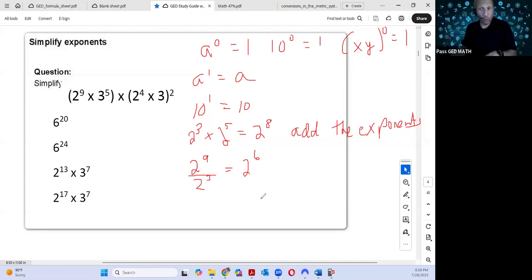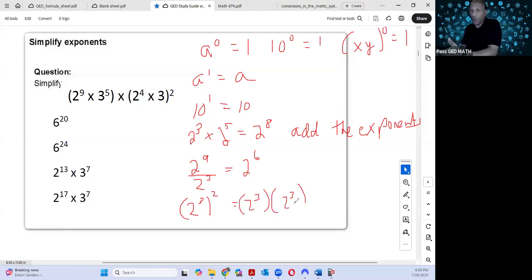Now, I've got 2 more rules. One is if you raise to a power. So say for example, I have 2 to the third, squared. That's 2 to the third times 2 to the third. We already know how to multiply exponents with the same base. We add them. So we know the answer is 2 to the 6.